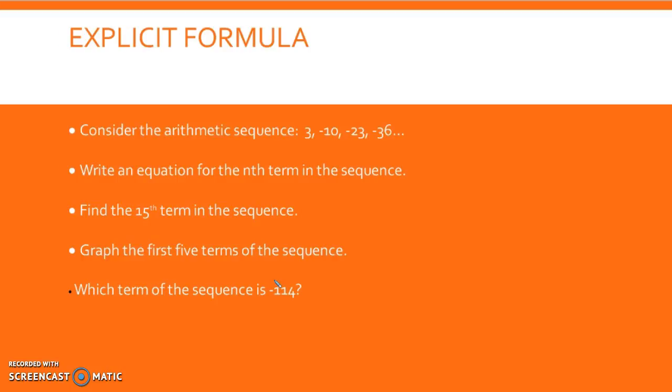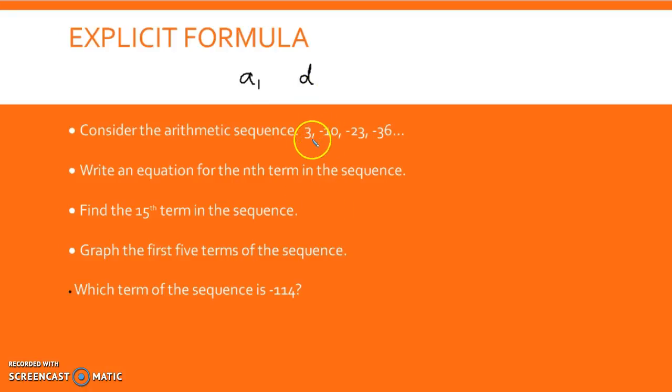Now we're going to work with that explicit formula. So now I'm trying to write an equation so that I can plug in any number for whatever nth term I'm looking for. For this one, I've got 3, negative 10, negative 23, and negative 36. To write the explicit equation, I've got to have the first term, my a sub 1, and my common difference. And then everything else I just plug in.